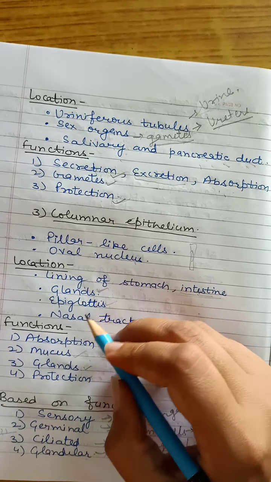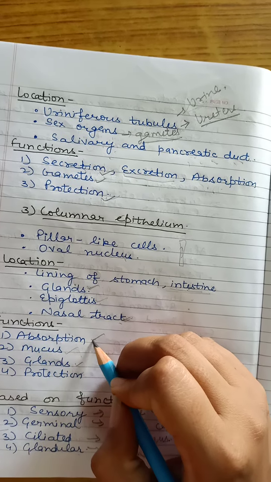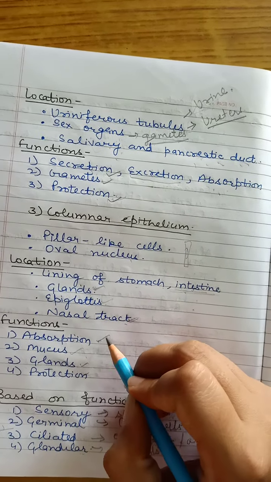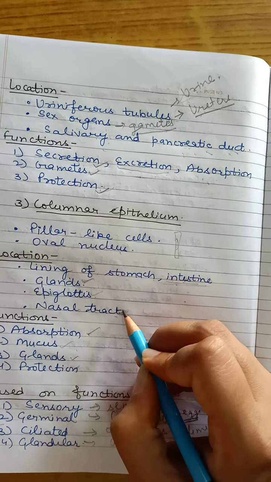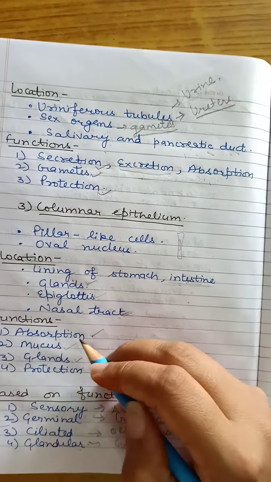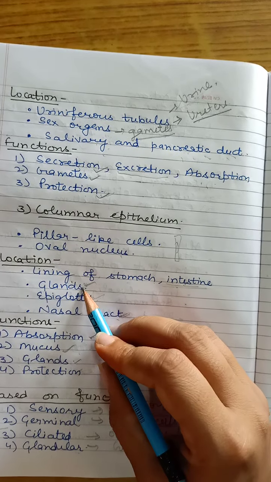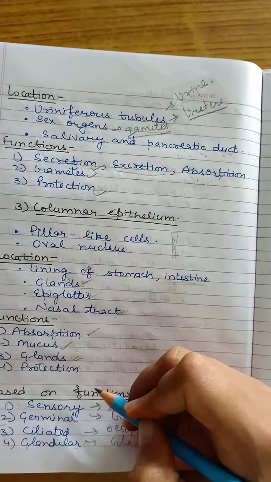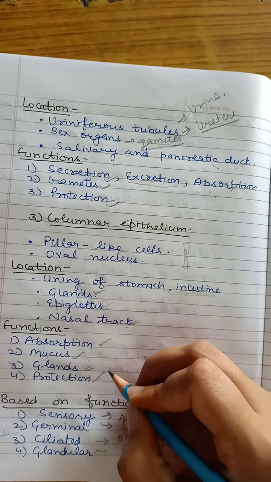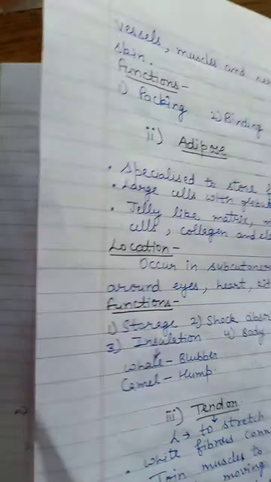According to their location, they perform different functions. For example, absorption: in case of the intestine, the food is absorbed, so they help in the absorption. In case of the nasal tract, mucus is secreted, so they help in the secretion of mucus. In case of the glands, hormones are secreted, and they also help in protection because they form the outer covering.